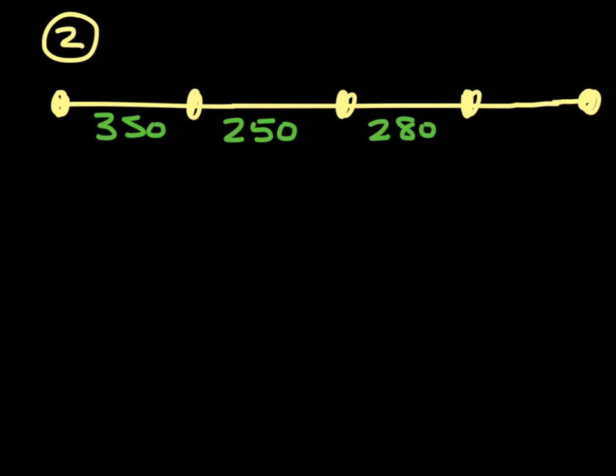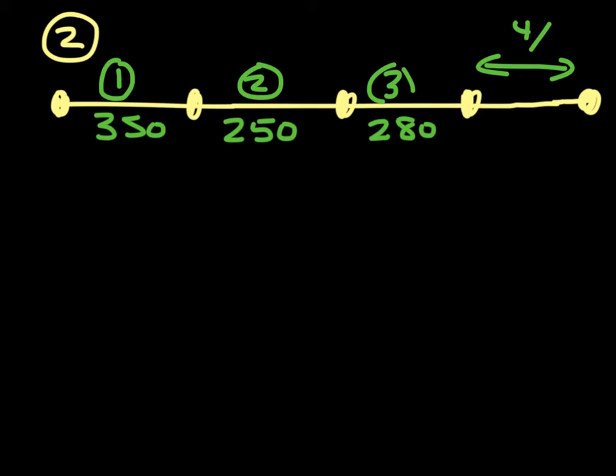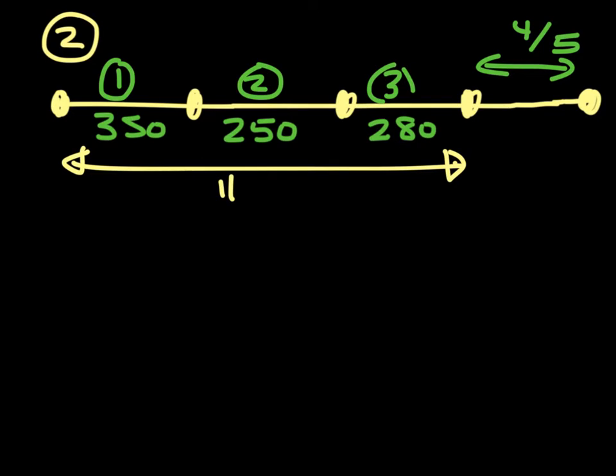Question 2, Afram travels by car to Italy. First day he travels 350, second day he travels 250, third day he travels 280. If he now has 4/5 of his journey to go, so this distance here is 4/5. So that means that this first part of his journey must be 4/15. So that means this part of his journey must be 11/15.